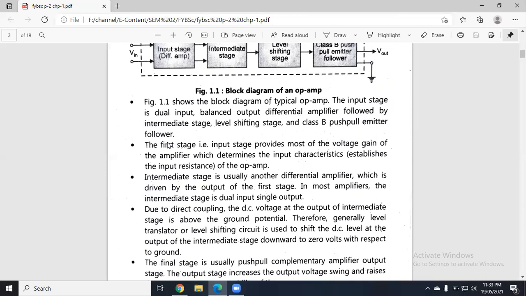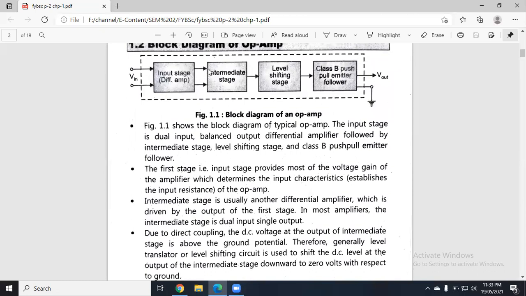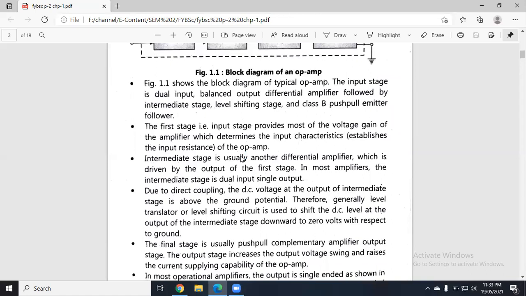In most amplifiers, the intermediate stage is dual input, single output. Now we know dual input: it has two inputs and a single output. Correct? Due to the direct coupling, the DC voltage at the output of the intermediate stage is above the ground potential. Therefore, generally a level shifting circuit is used to shift the DC level at the output of the intermediate stage down to 0 volt with respect to ground. Next, we have the final stage, which is a class B push-pull emitter follower.